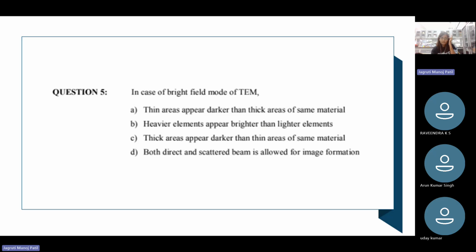Next question. In the case of bright field mode of TEM, what happens? Yes, we did this. We also saw an example of this. We're using the bright field mode, so the scattered beams are blocked already, and the ones that are directly parallel to the axis are allowed to pass through the aperture. So what will happen to thinner or thicker samples? Exactly. The thicker samples will appear dark, and the thinner samples of the same material will be lighter.